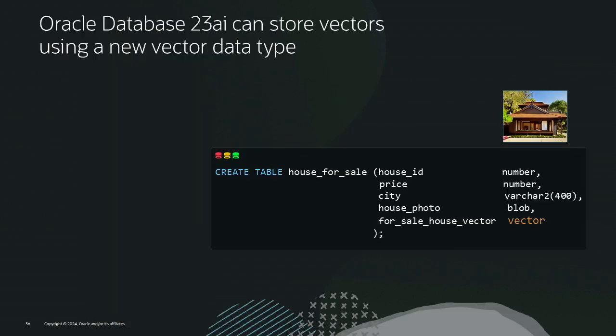So let's walk through a code demo. How do we do this? Well, we use the standard create table syntax. We'll create a table, house for sale. We give the house an ID of a number. It's got a price. It's got a city. And here we're going to include the house photo as a blob. Oracle Database supports blob. It's a very robust feature. We'll add it in there. Now we've added a vector data type, which is the for sale house vector. This is just converting this house through the embedding step that Joe showed and storing it in the database. So now you have a row that has the house ID, price, city, photo, and this vector.